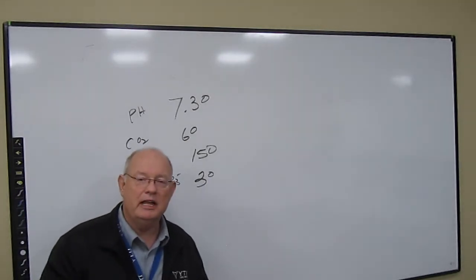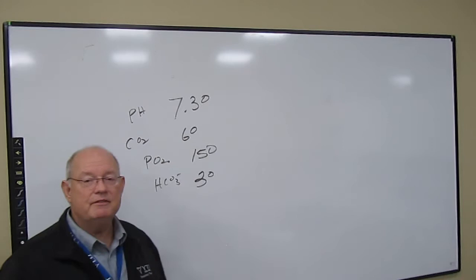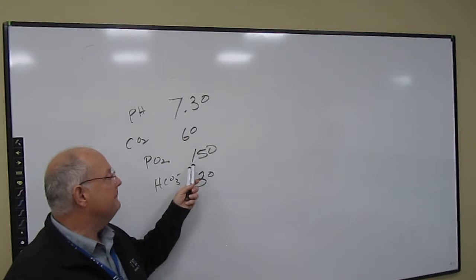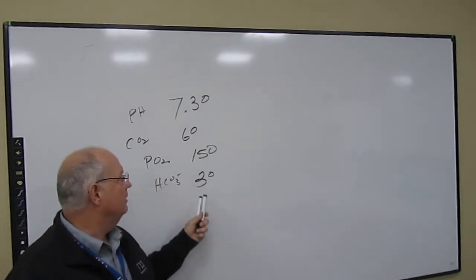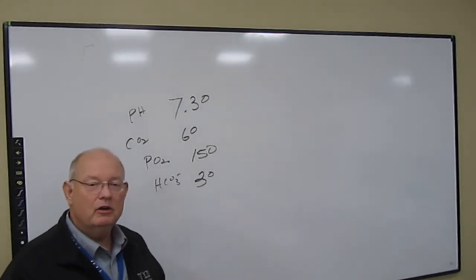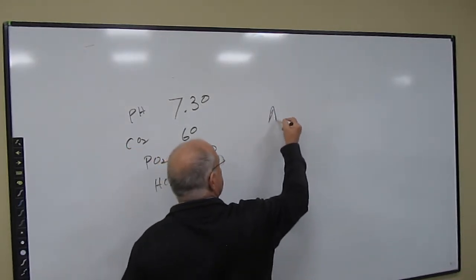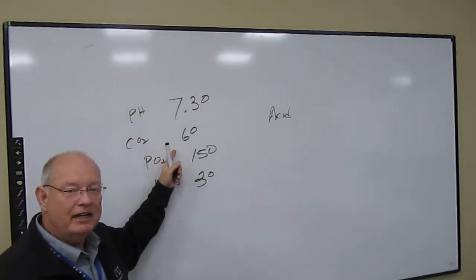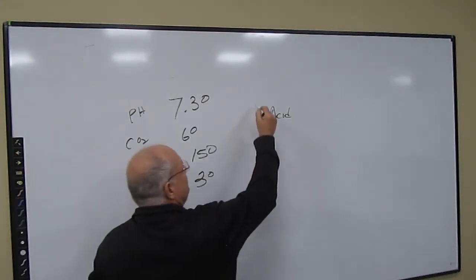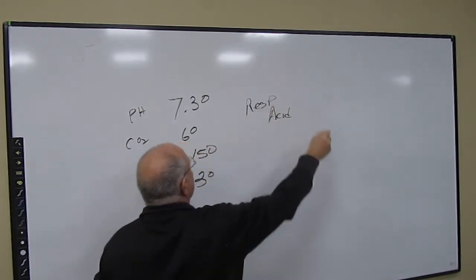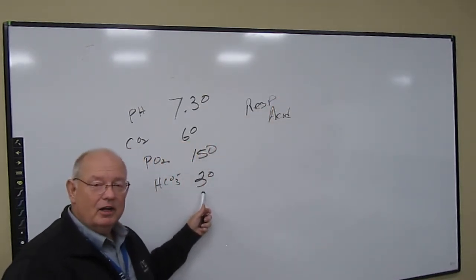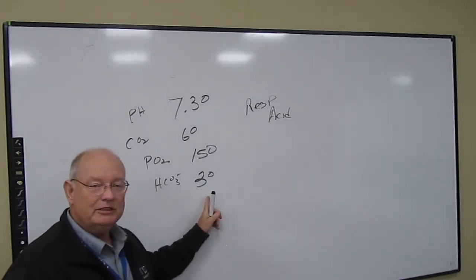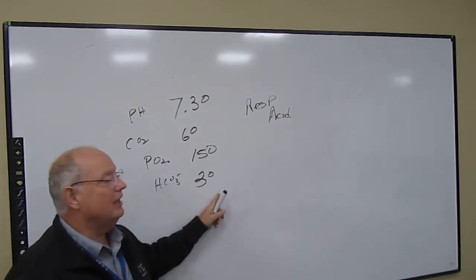So let's look at this blood gas. Here we have a pH of 7.30. We have a CO2 of 60. We have a PO2 of 150. And we have a bicarb of 30. Now what do we know about this? This is an acidosis. And what else? The CO2 is high, out of the normal range, so it's a respiratory acidosis. The bicarb is 30. That has moved out of the normal range, and it's compensating. The bicarb is high, so that's a lot of extra base, so that's compensatory.